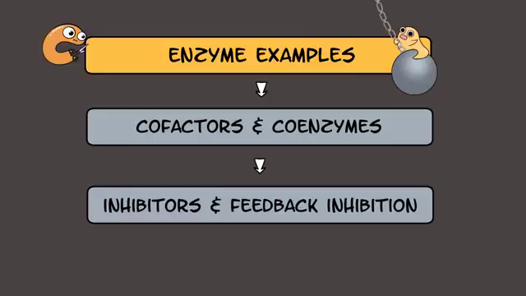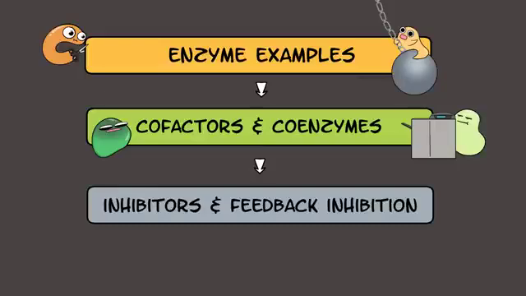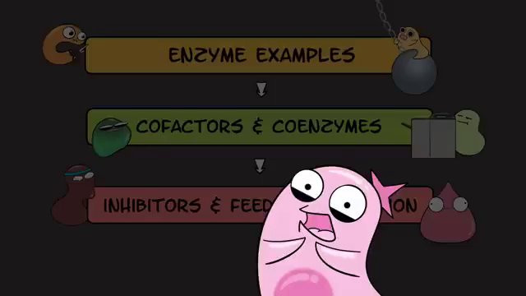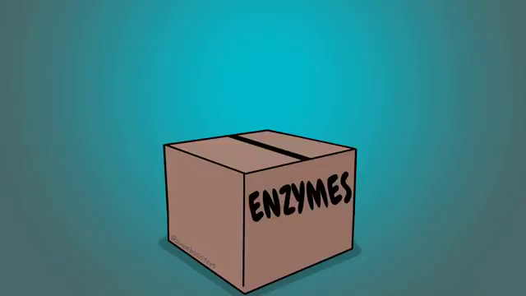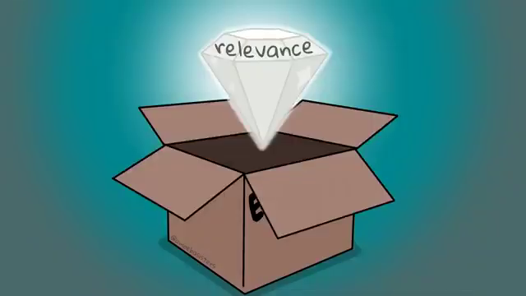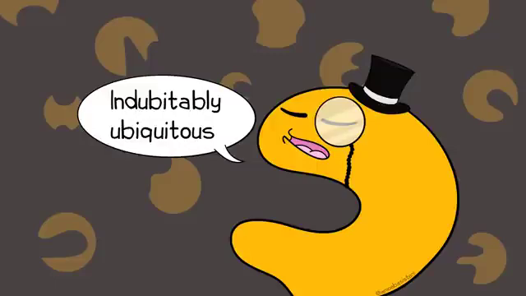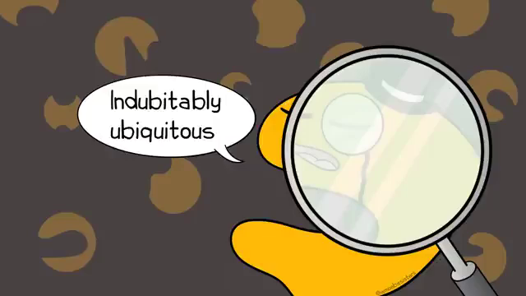So to recap, we explored some real-life enzyme examples, talked about cofactors and coenzymes, inhibitors, and feedback inhibition. But one last thing. We're big on asking why. What is the significance of learning this? So we know that enzymes are ubiquitous, love that word, and they are critical for understanding biological processes.